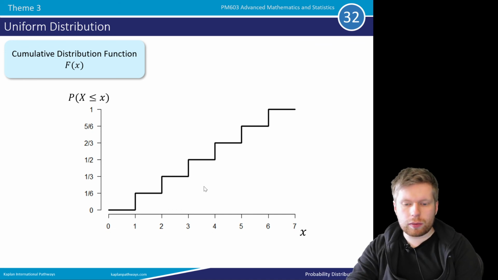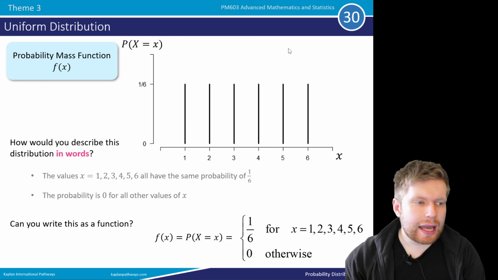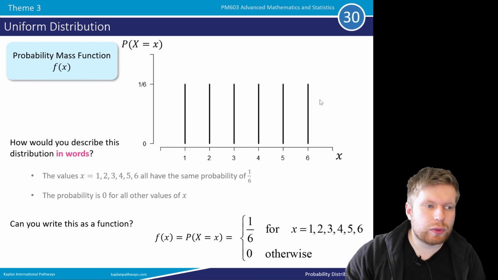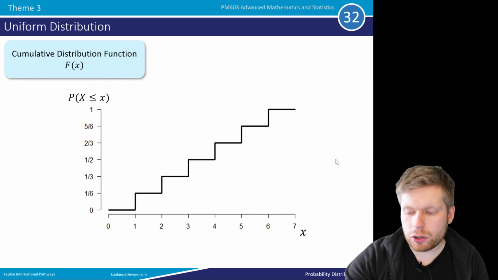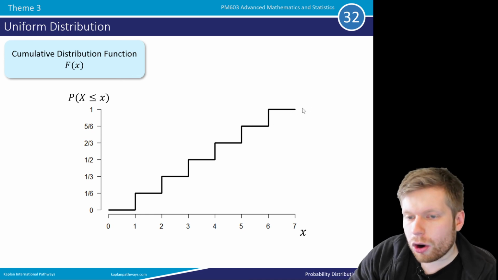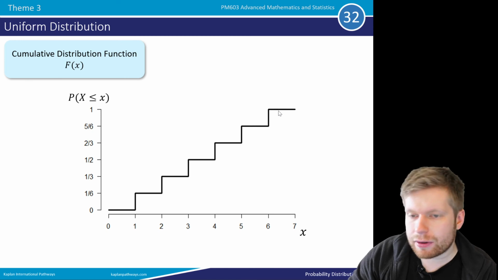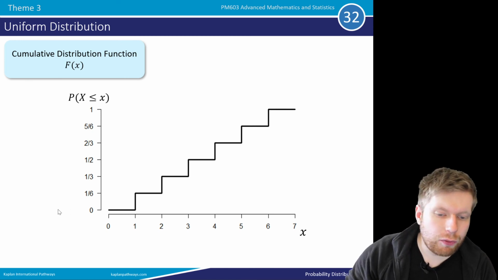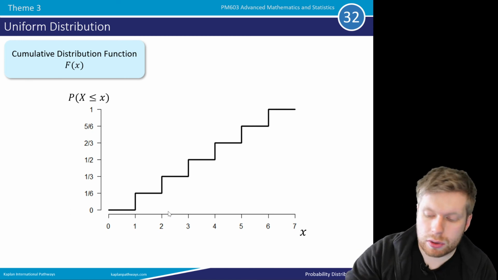Just notice with the probability mass function, it was discrete bars and everywhere else was 0. With the cumulative distribution function, it actually is continuous all the way through. And in fact, from then on afterwards, so for 7, 8, 9, 10, 11, it's always going to be 1, and anything before 1 is going to be 0. So it's a continuous function here.